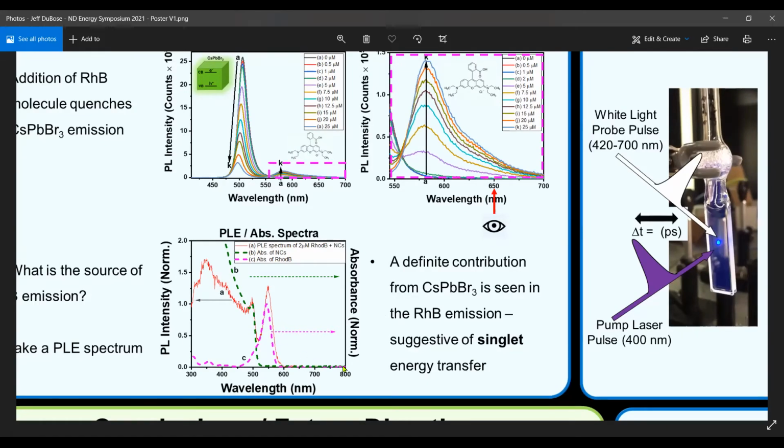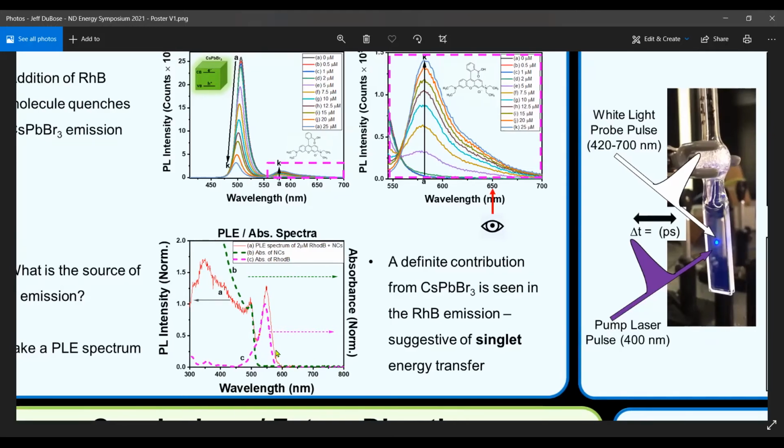So if you follow this red trace here, as we move around from 600 to about 500 nanometers, we see a peak here. So that means that there's something absorbing in this region that's giving rise to emission from the dye molecule. Then we see that peak lowers, and then we get a secondary peak, and then it goes on up and up from there. So that tells us, okay, there's two things that are giving rise to the emission.